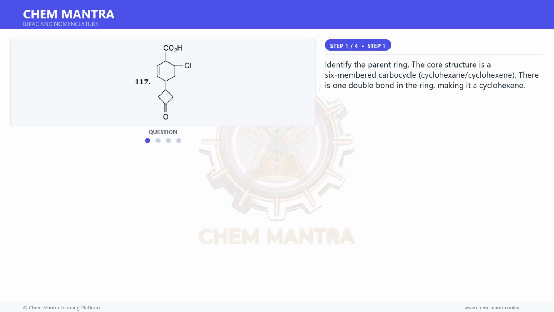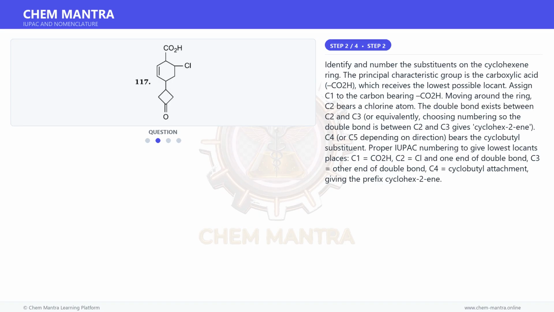Identify the parent ring. The core structure is a 6-membered carbocycle, cyclohexane-cyclohexene. There is one double bond in the ring, making it a cyclohexene. Moving on to the next step.